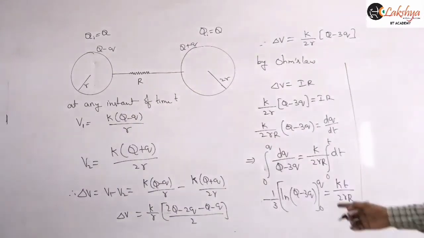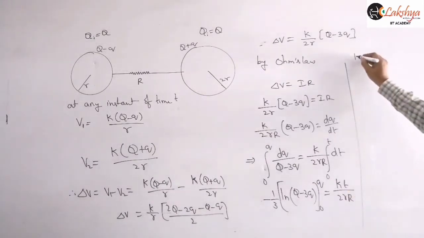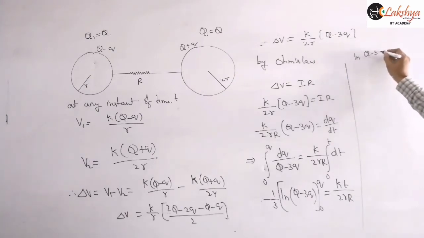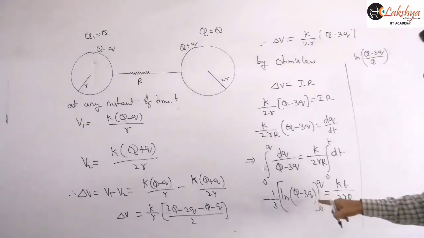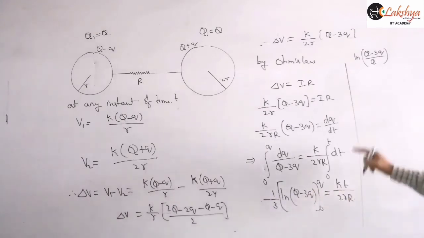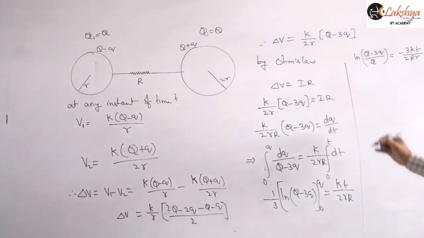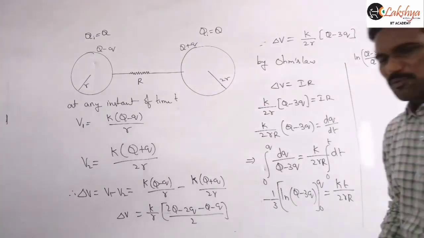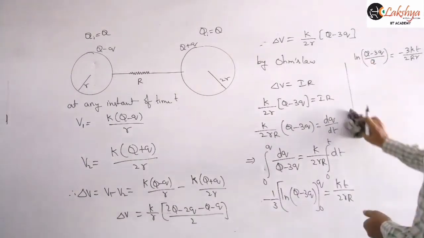So, I can simplify this as minus 3, I am writing this side. So, I can write this as ln of Q minus 3q by Q when you substitute the limits here. So, then instead of Q minus q, minus ln 0 means ln minus ln Q you will get. So, that I am writing directly like this. This is minus 3kt by 2 capital R into small r, right. And so, this we need to convert into exponential form, and then finally, we need to write the expression for this small q here, right.